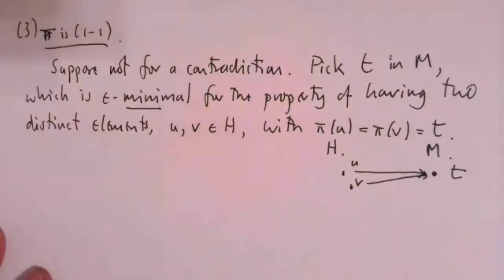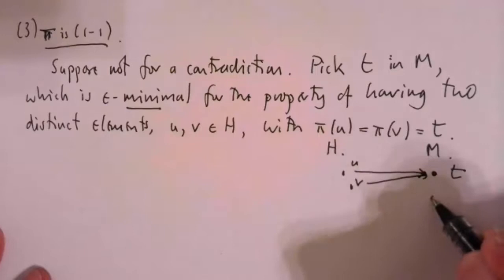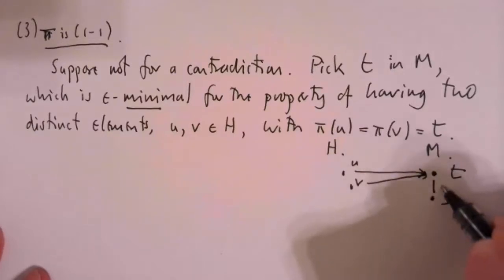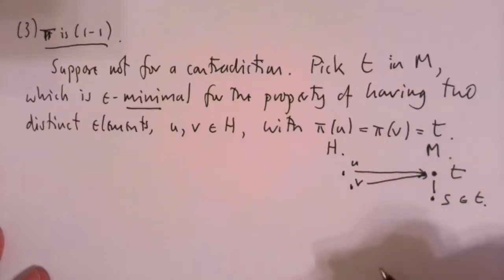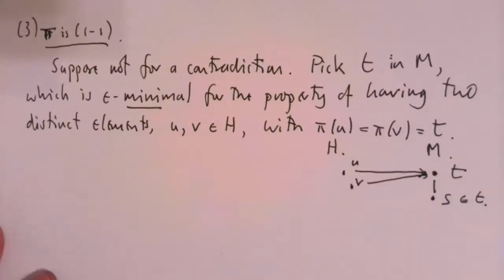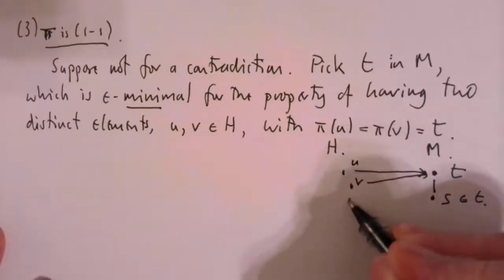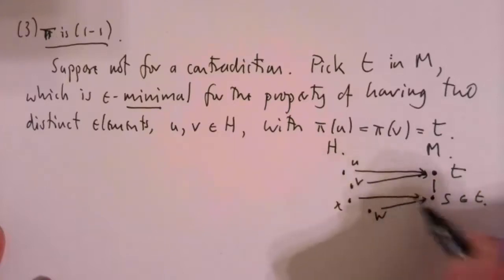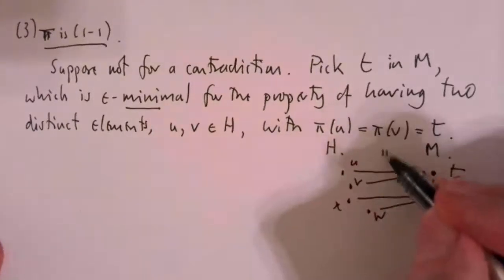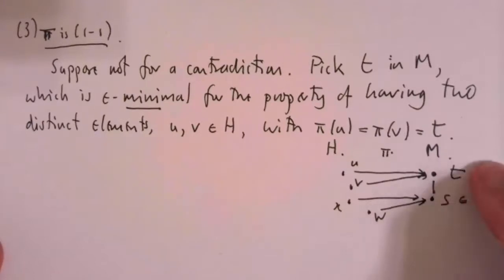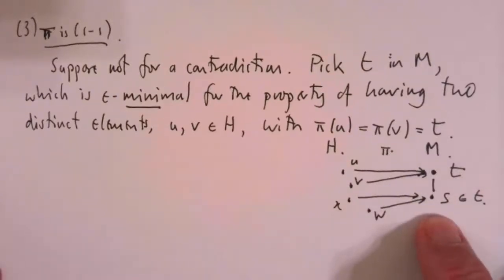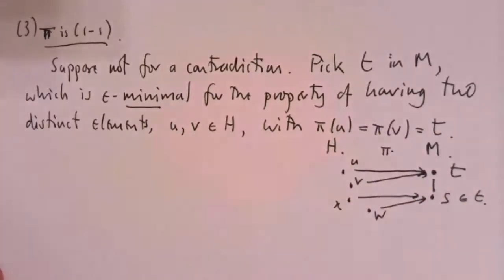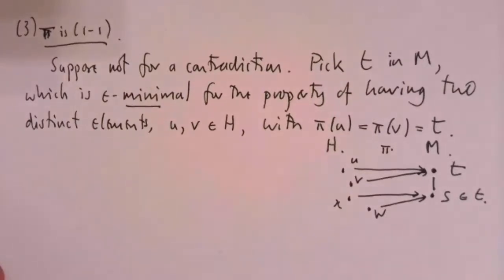And the proof by contradiction will show actually that there is an S that's below T here, epsilon below T, and some other things that get sent to S. And there is some other X here and some W, such that under pi they get sent to here. And that contradicts the defining property of T. T is supposed to have no members where two elements get sent to that member under pi. So if we can instantiate this diagram, it's a contradiction. And we establish that pi is 1 to 1.